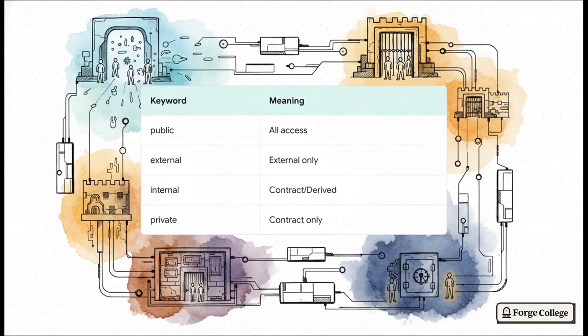Okay, we really have to talk about security now, because who is actually allowed to touch these access panels? In Solidity, visibility keywords act basically like security badges, and they determine exactly who gets to call your functions. We've got 4 main types here.